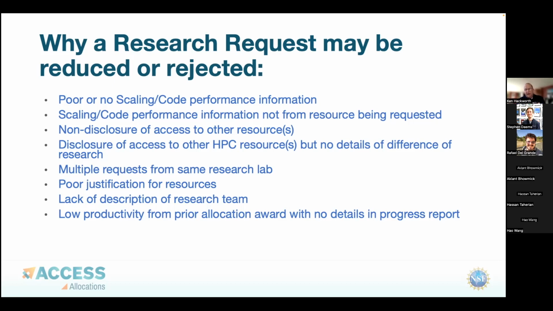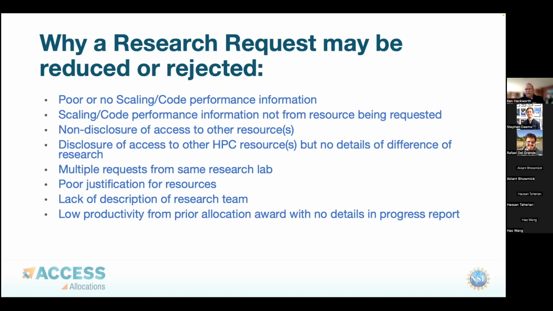The justification I mentioned, just not giving a clear summary of the service units or storage that are needed, and the reviewers have to do some guessing or calculating on their own. The lack of description of the research team. Again, if it's a small allocation, we understand. You have a teammate, postdoc or graduate student, but you're asking for a small allocation. But if you're asking for tens of millions, you should have a significant team and should tell us about this.